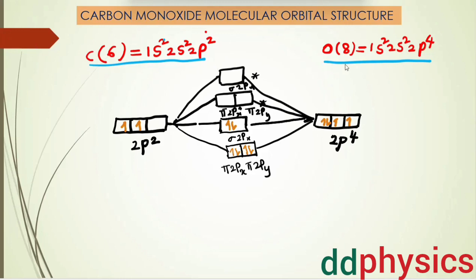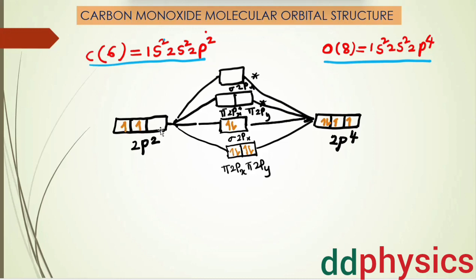Oxygen atomic number is 8. The electronic configuration, we all know, is 1s2, 2s2, 2p4. First, we draw the molecular orbital diagram for the p orbitals. Here 2p2 from carbon, 2p4 from oxygen. The 2p orbitals are 3: px, py, pz.